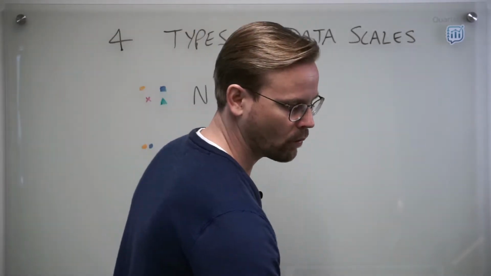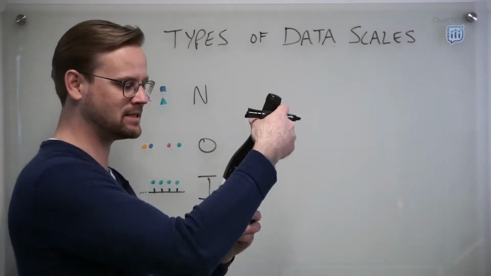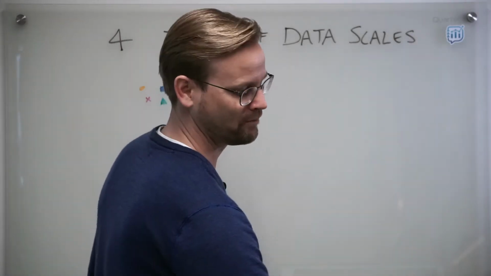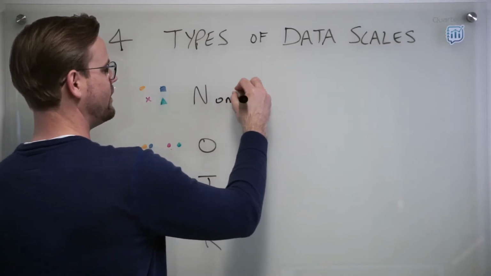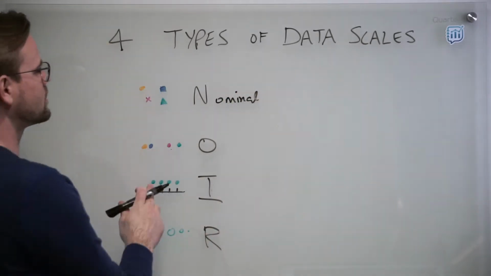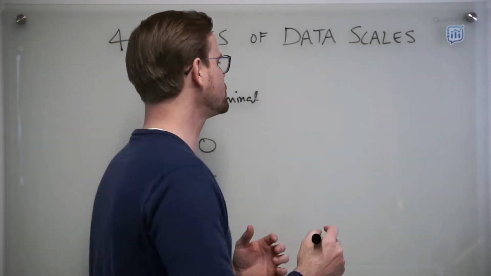So we're going to use wine as our example as we go through these 4 data scales because the scales spell the word noir. The first one is nominal. And those are like names of things. And so they're just characters there. There's symbols that are scattered randomly. There's no notion of order.